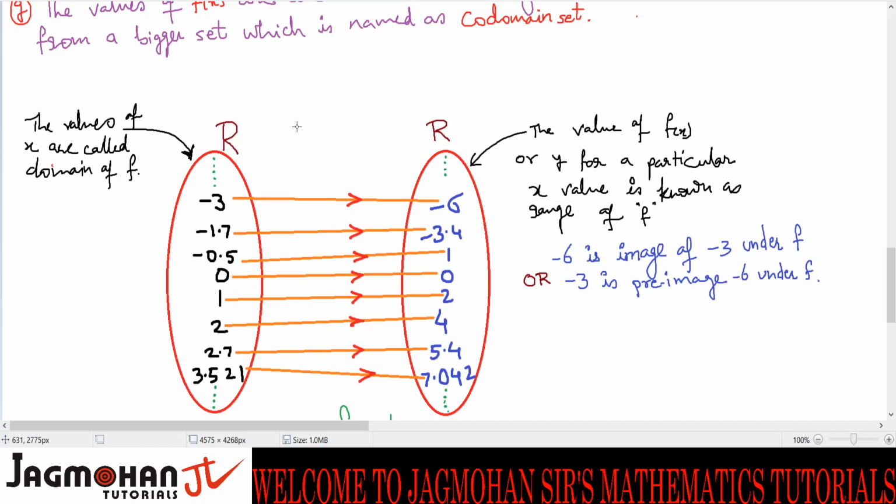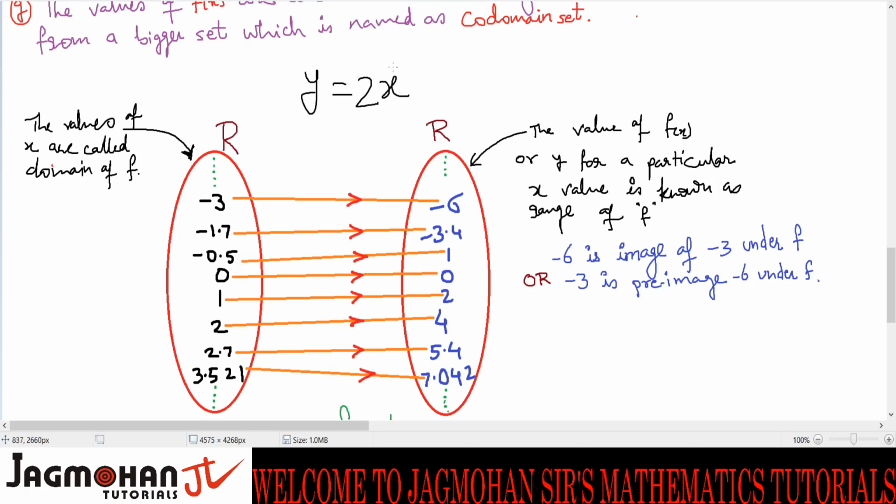In the previous video, I taught you how to represent a function with the help of an arrow diagram. So this particular figure you already have seen in the previous video. There we learnt how to represent a function with the help of an arrow diagram. And the function that we represented was y equals 2x.